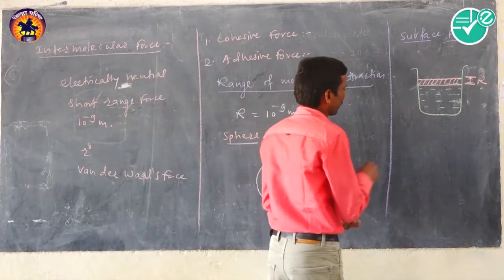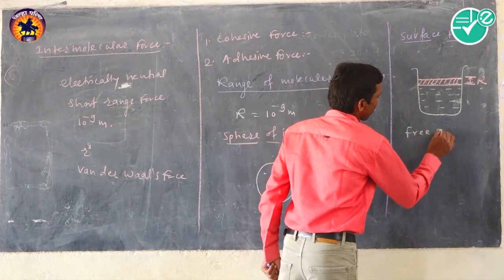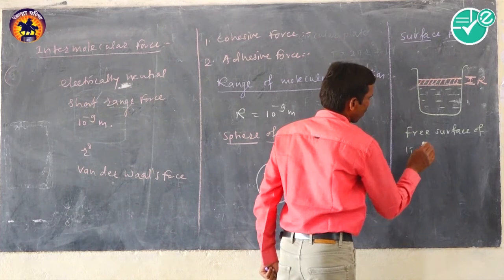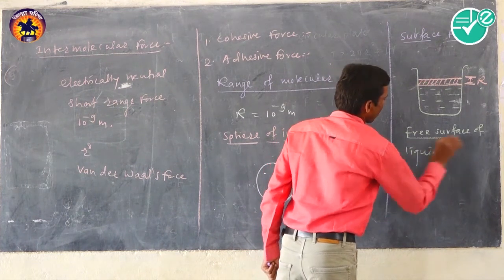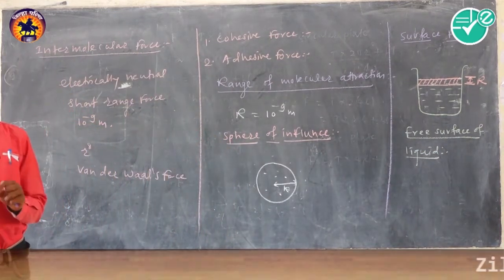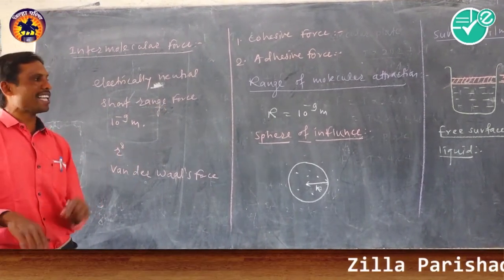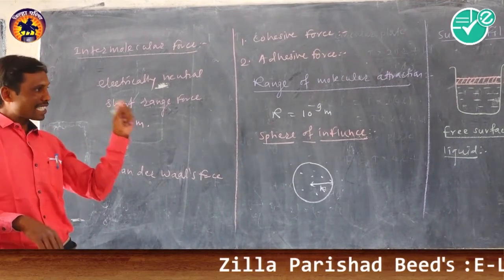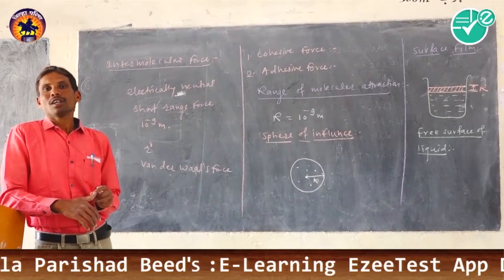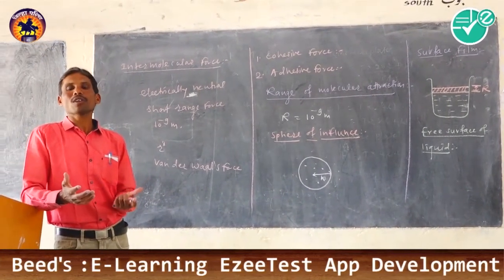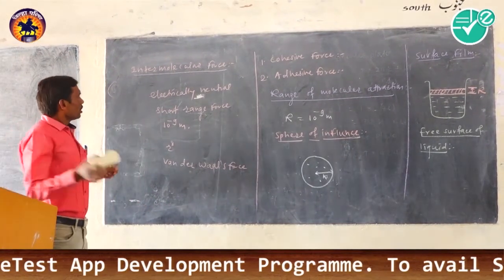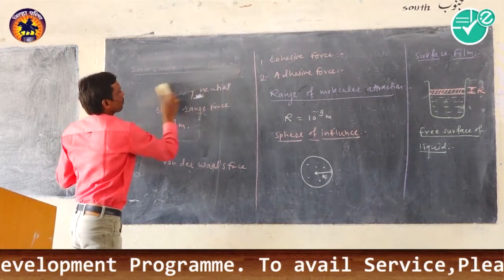Then, free surface of liquid. The surface of the liquid which is in contact with air is known as the free surface of liquid. And the free surface of liquid always has a tendency to remain perpendicular to the horizontal force acting on it. Then we shall discuss surface energy.